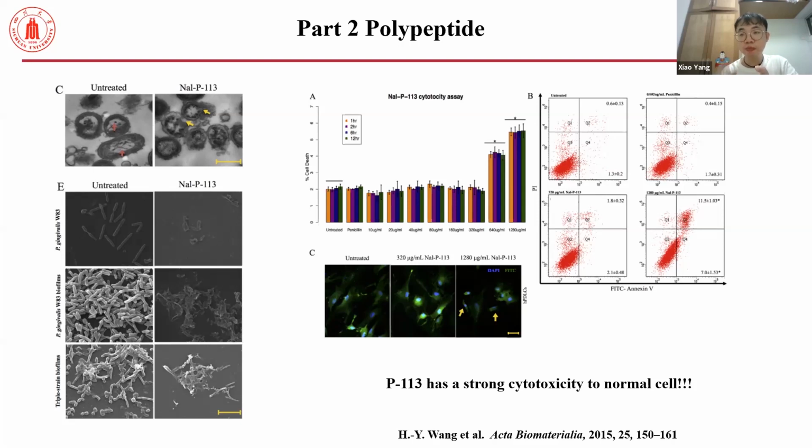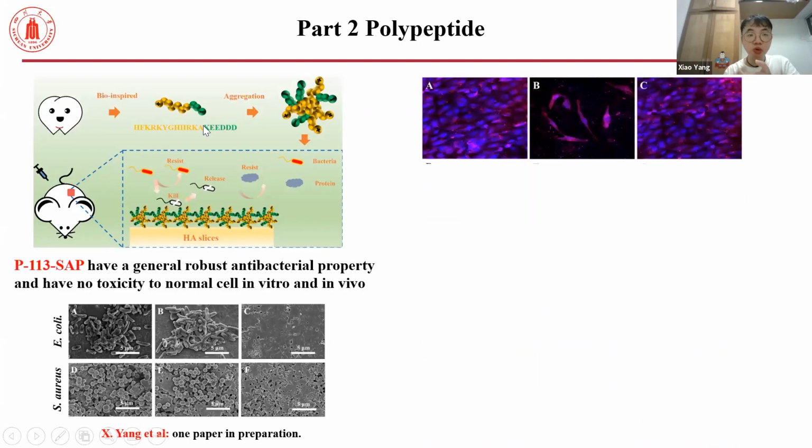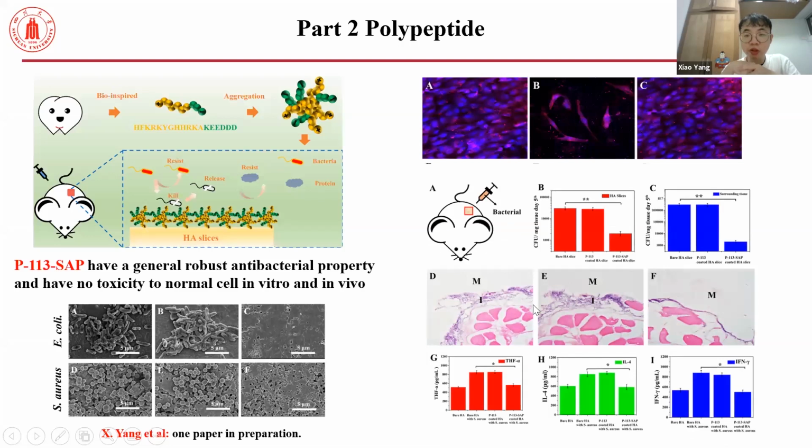You can retain its antibacterial properties and reduce its toxicity to the normal cell. So we use DDDEEK to modify the P113, and we can see it has antibacterial properties, and it has no toxicity to the normal cells. And we also do it in vivo, and we can see it has good antibacterial properties in vivo.